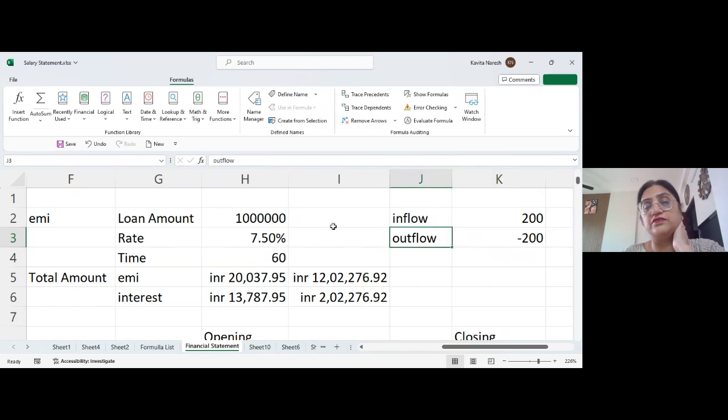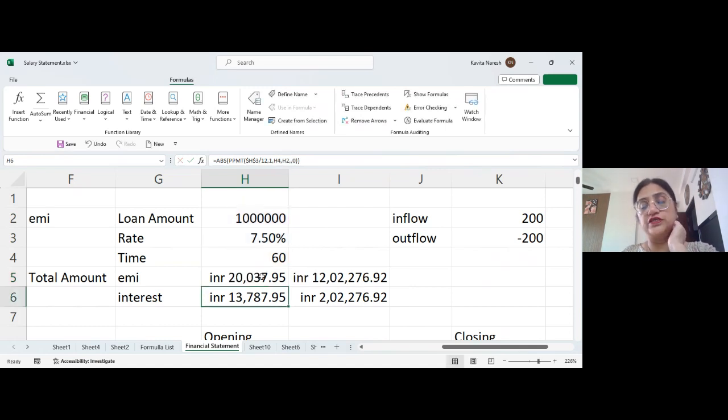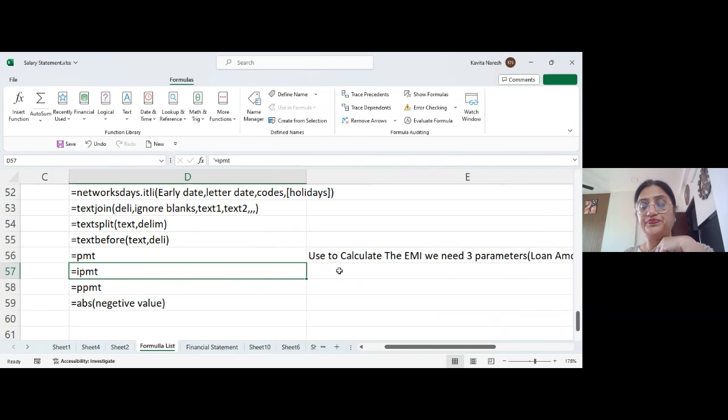This is the default understood by Excel. But to convert the negative value into a positive value, we have to use the ABS function. We already used the ABS function, right? Absolute value. And what is absolute value? To convert the negative into positive. That is the absolute. Now the second formula we learned, that is IPMT.